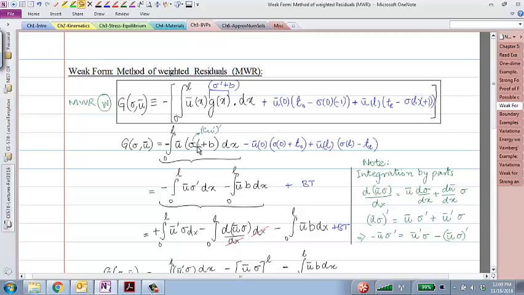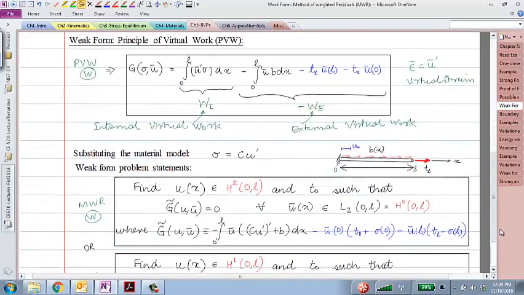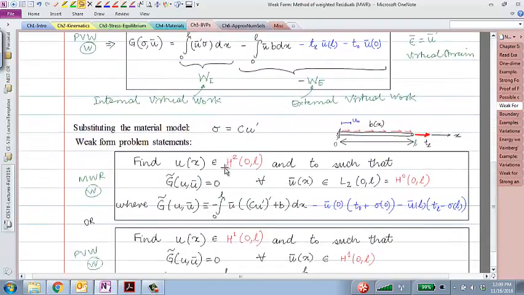Okay, so the second derivative of the real displacement must be square integrable. That's this H2 space of functions. So find that displacement function and also find the unknown reaction at t0 at x equal to 0, such that I also need to say this, that u0 is equal to given displacement at 0.